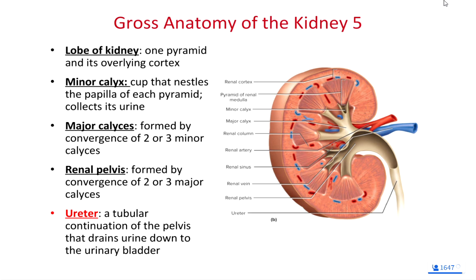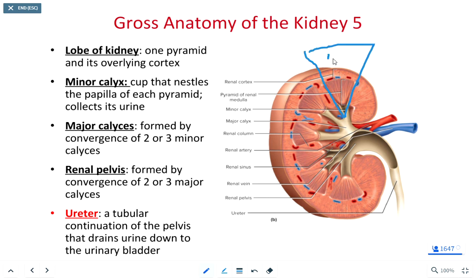As we're looking at our kidney, there is a lobe, which is one pyramid with the overlying cortex. You can think of it as one pie slice of a kidney. That'll be one lobe of a kidney.